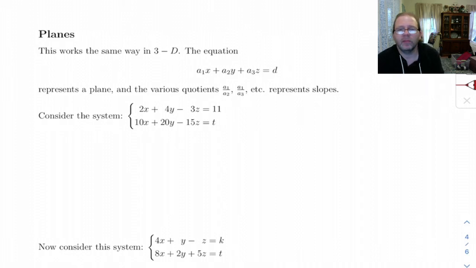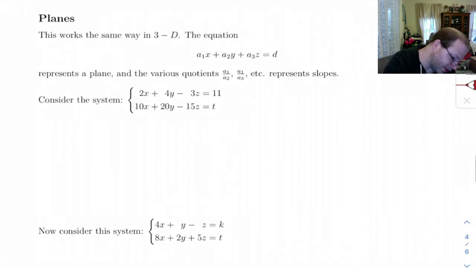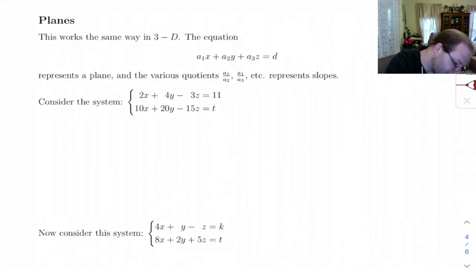All right, let's look at some planes and decide when planes are parallel to each other or when they intersect. So let's look at this example here. We've got two equations. I don't really have directions written out here for this. This is just something for us to play with.